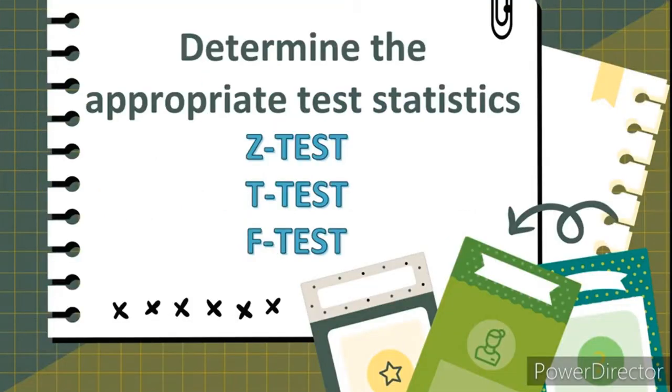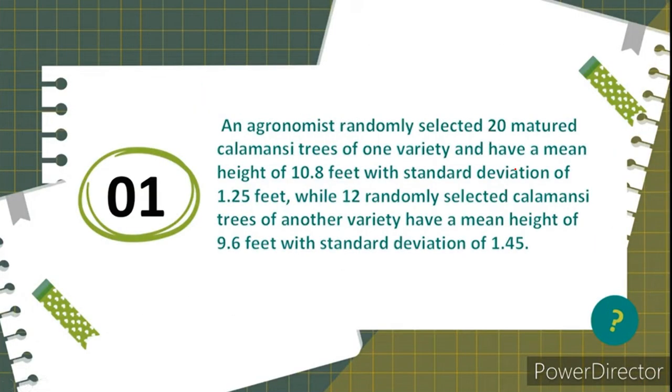So, number 1, an agronomist randomly selected 20 matured calamansi trees. So we have randomly selected, so I have 20. So what is the test statistic in number 1? Nandun na 20 daw. So what is the test statistic in number 1?